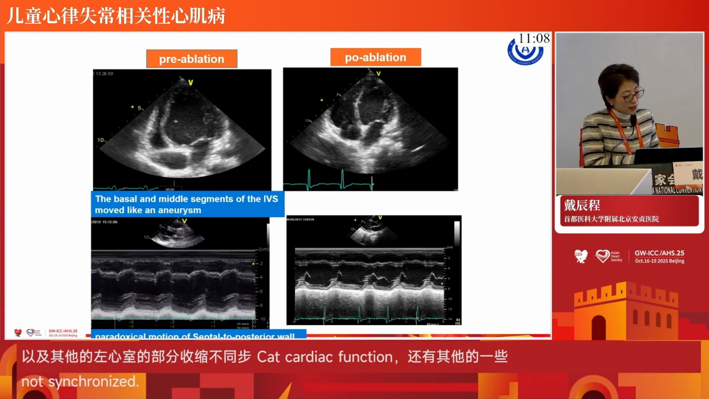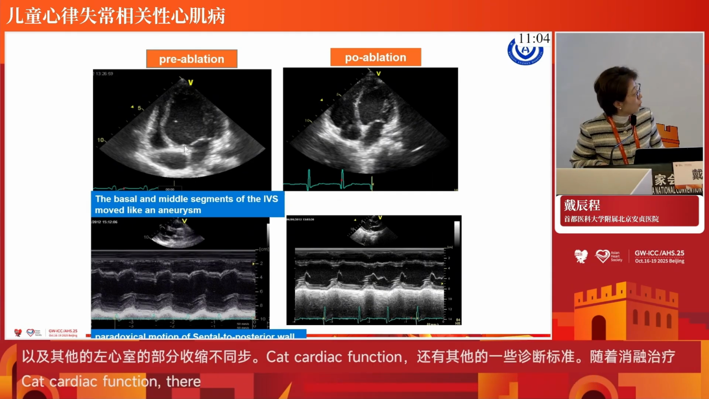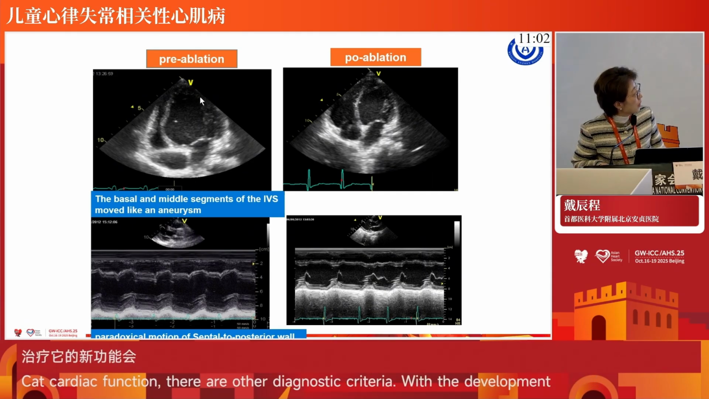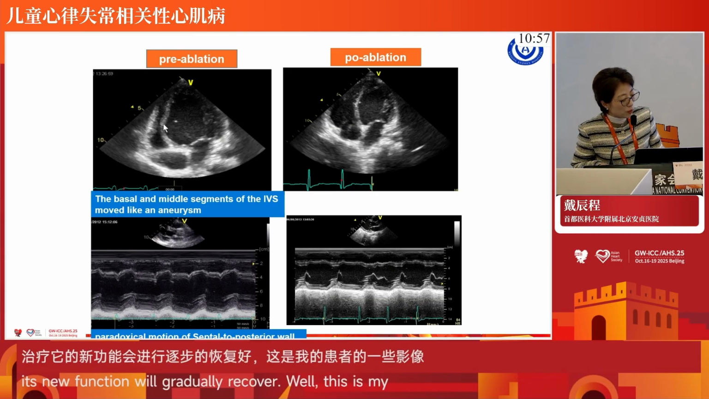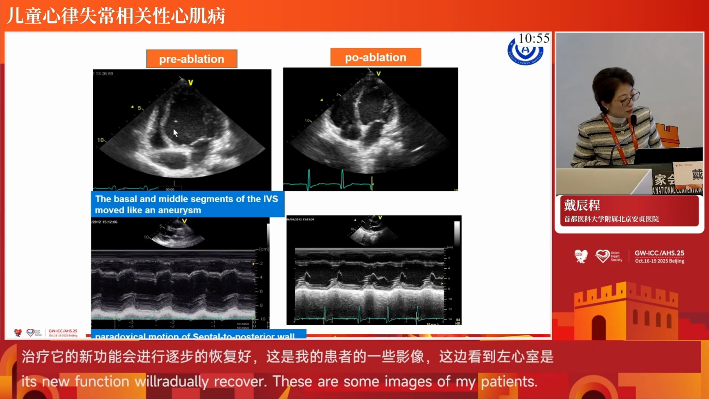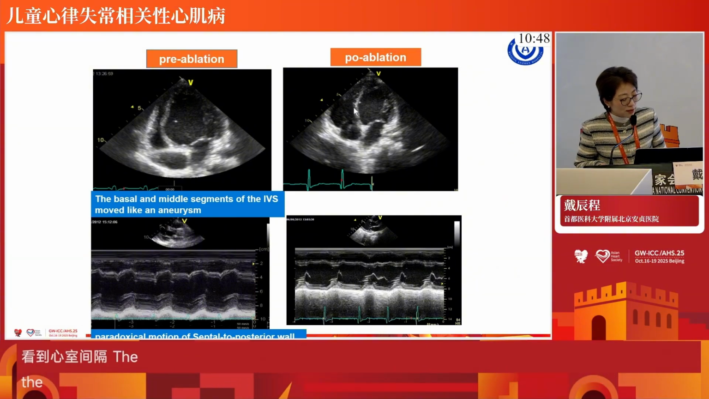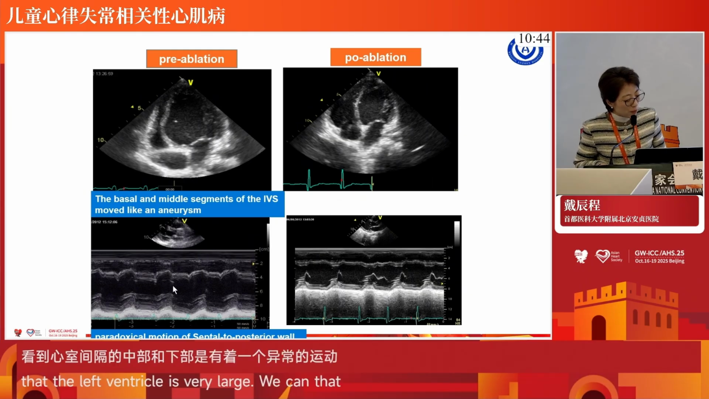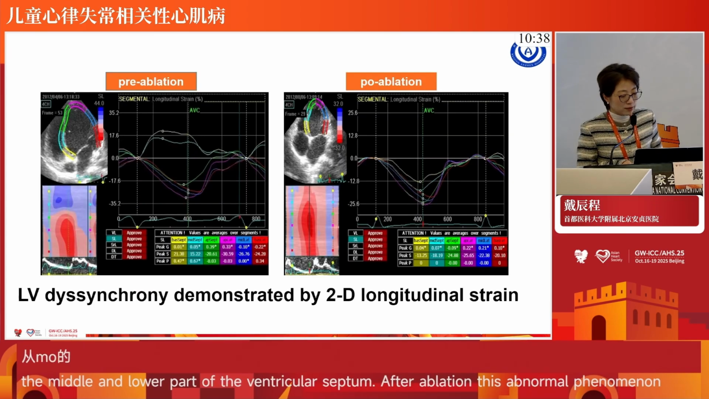And these are the pictures of my patients. From this one, we can see the left ventricle is very big, and the basal and the middle segments of the IVS moved like an aneurysm towards the right ventricle. After ablation, this phenomenon disappeared. And from the M-mode I showed you just now, after ablation, the left synchronicity is obtained.